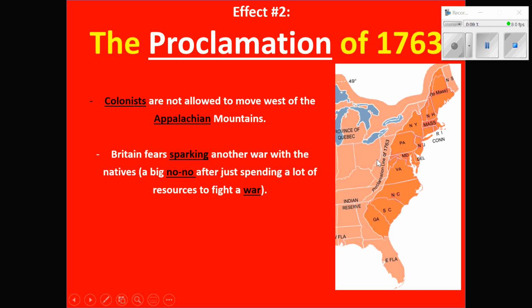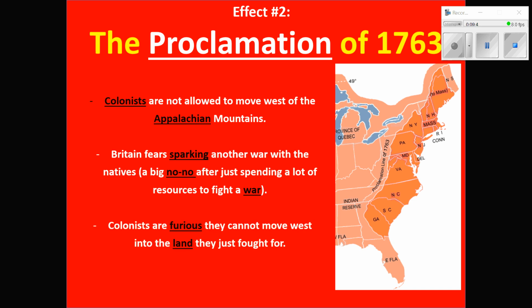And they needed to do that because we let the Native Americans, you see it says Indian Reserve right here, keep this land. So this darker pink is the colonists, and then over here is Native Americans. Now, Britain was afraid that another war would start with the Native Americans if they didn't give them land of their own. So that was one of the driving factors for the Proclamation of 1763.